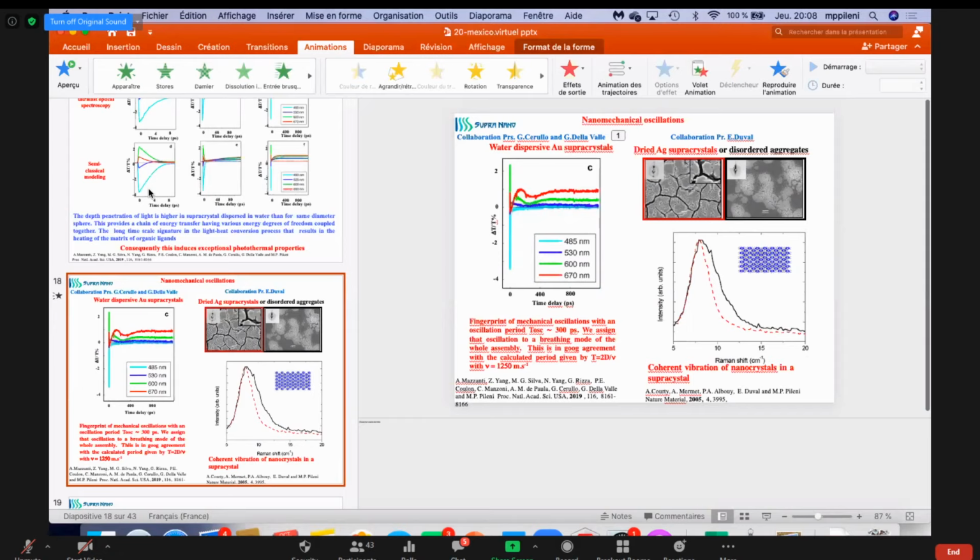I think the question of Giuseppe was whether you can quantify the vibrations of the individual components of the supracrystal. Oh no, it was based on the fact that the bandwidth of the quadrupole mode was smaller for self-assembled particles than disordered ones. But we did not quantify. No, there is no quantification.